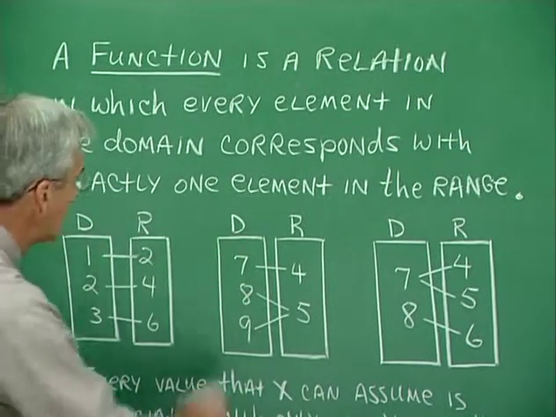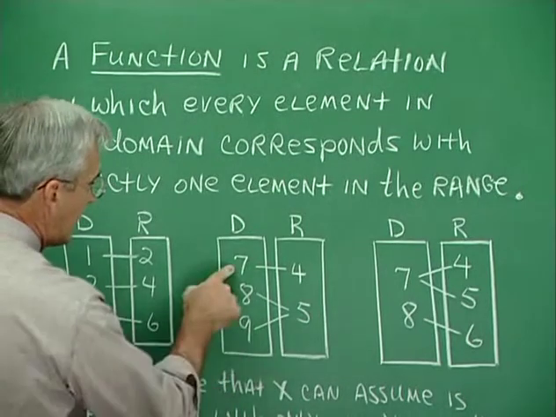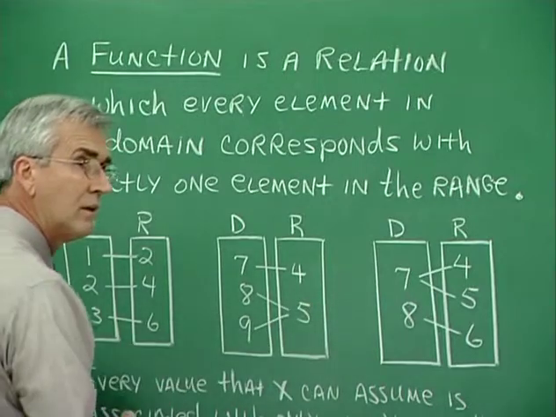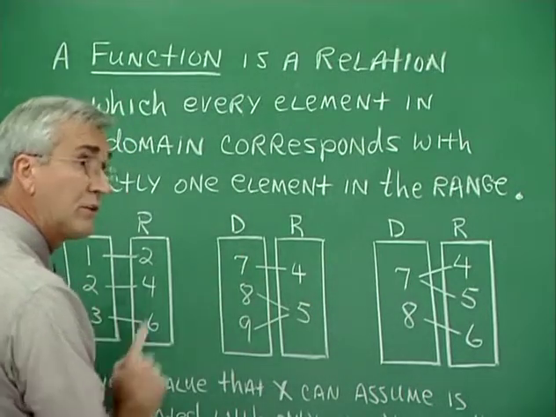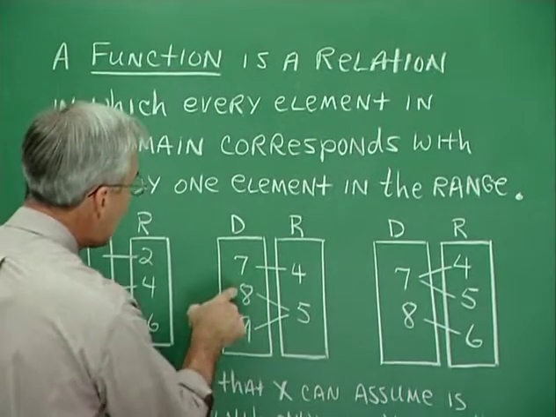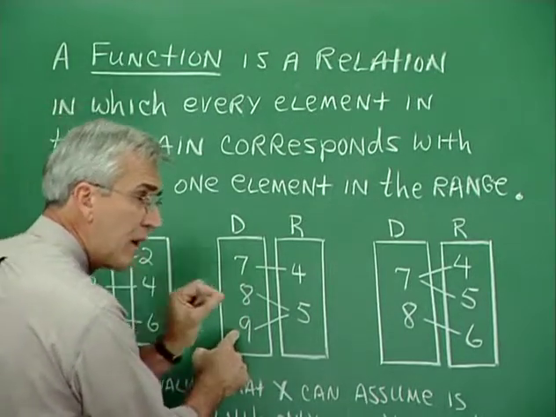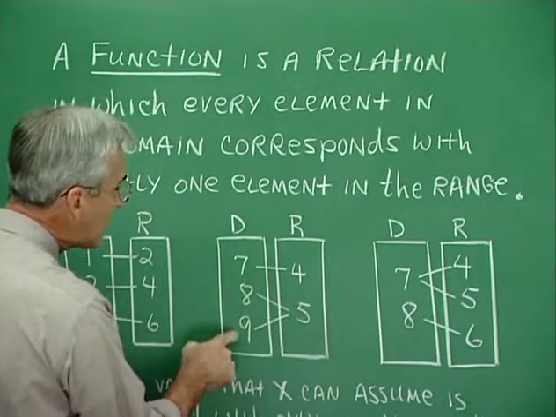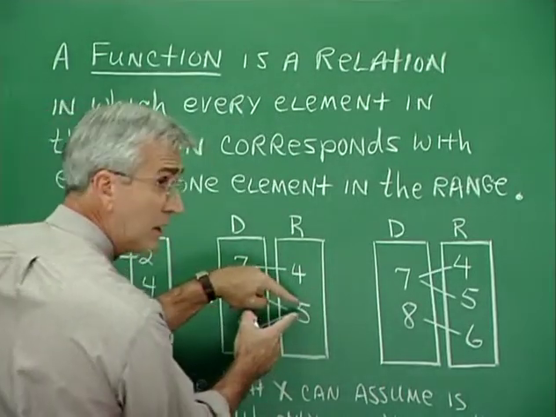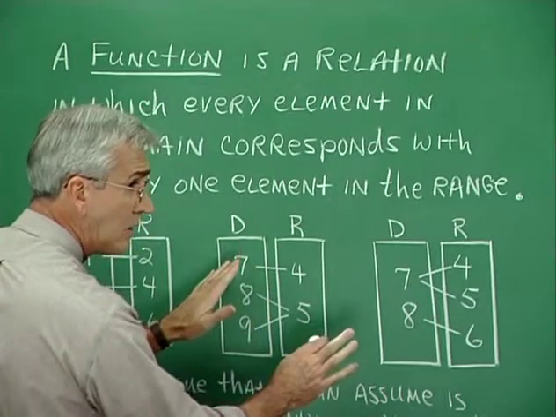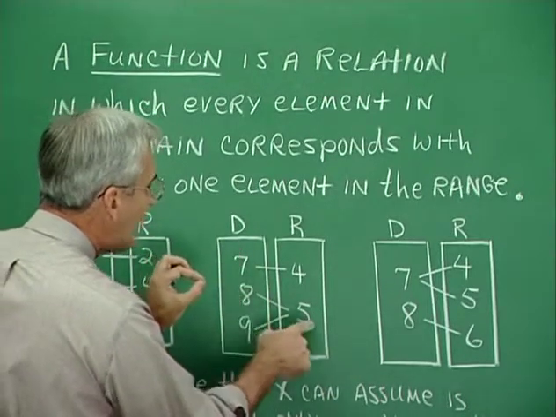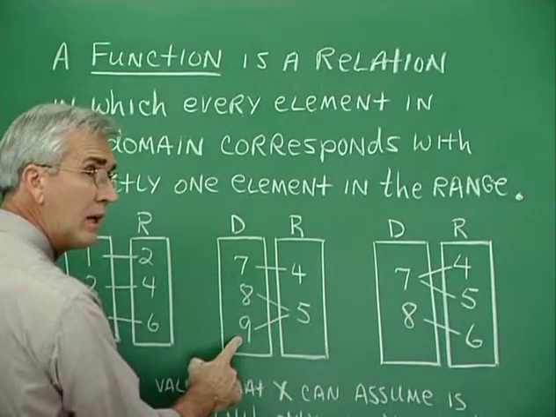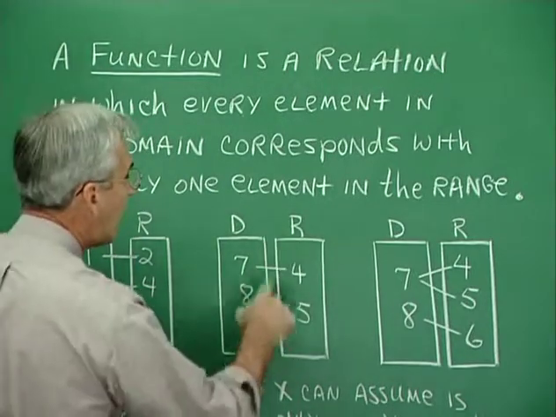How about this one? Now, notice the correspondence here. We have 7 corresponding with 4, 8 corresponding with 5, 9 corresponding with 5. Do we meet the requirements of function? It turns out that we do here, because every element in the domain corresponds with only one element in the range. Now, these two guys happen to be corresponding with the same element in the range, but that's okay. You see, we have only one value in the range associated with 8, only one value in the range associated with 9.